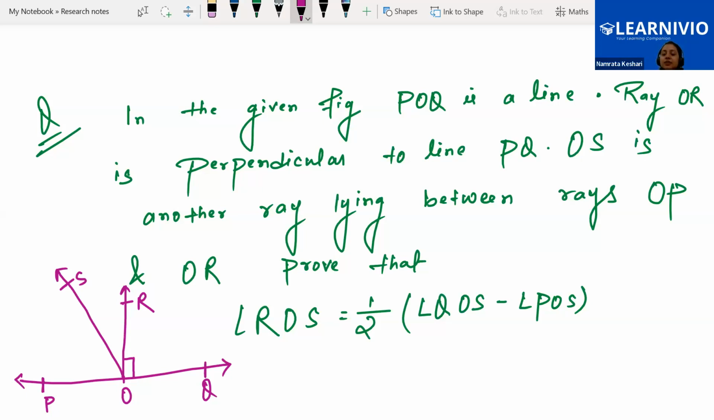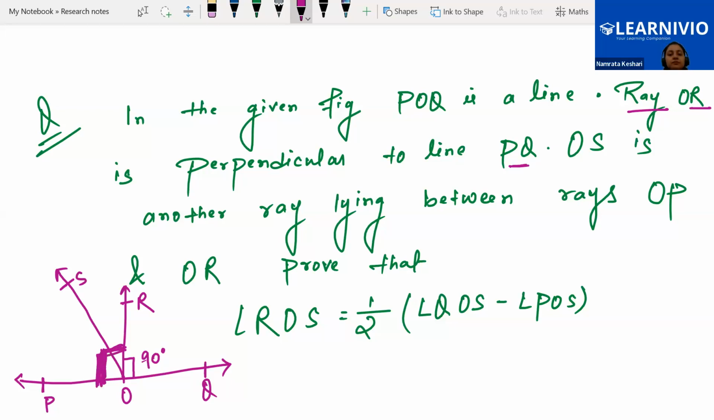One of the angles is given to us, that is 90 degrees. We know angle ROQ is 90 degrees, and POQ is a straight line. So can we say that the other part, POR or ROP, will also be 90 degrees? Yes. Here it is written clearly that ray OR is perpendicular to the line PQ. That means this other part is also 90 degrees, right?